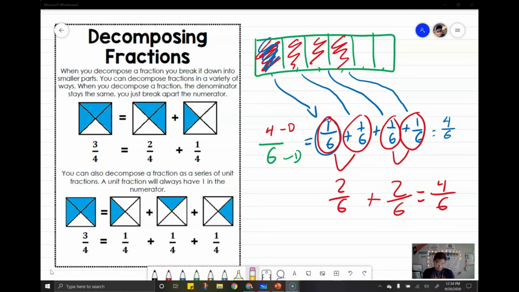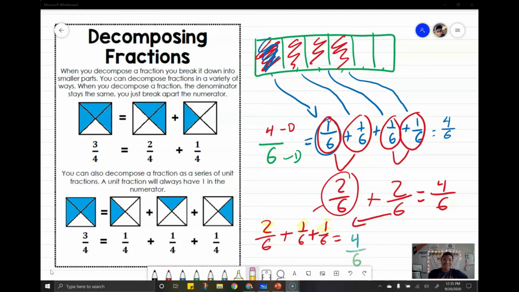Let's see. What if I just take this, okay, 2/6 plus, and I break this apart, 1/6 plus 1/6. Is that going to give me 4/6? Let's count. Okay, so I have 2/6 right here, plus 1, that's 3, plus another one, that's 4, good. And my denominator stays the same. Would you look at that? There's multiple ways to write this down.